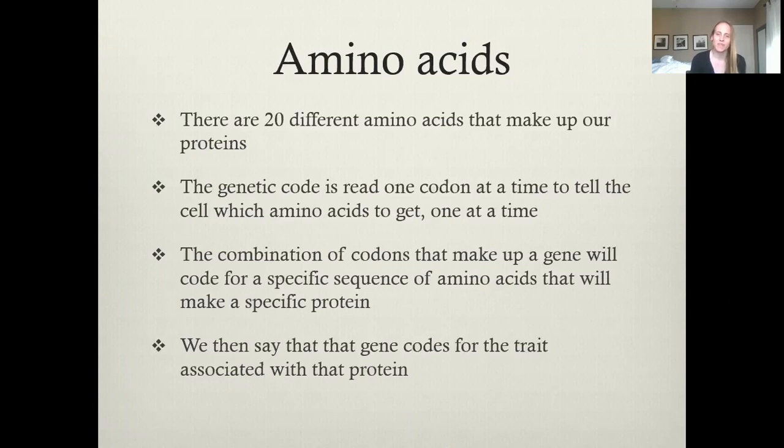The genetic code is read one codon at a time that says which amino acid goes next in the polypeptide lineup, and then the combination of codons that make up a gene will code for the combination of amino acids that make a protein. So when we say that a gene codes for a trait, we're saying that it codes for the protein associated with that trait. So for example, the gene for eye color is really coding for the protein that makes eyes a certain color.